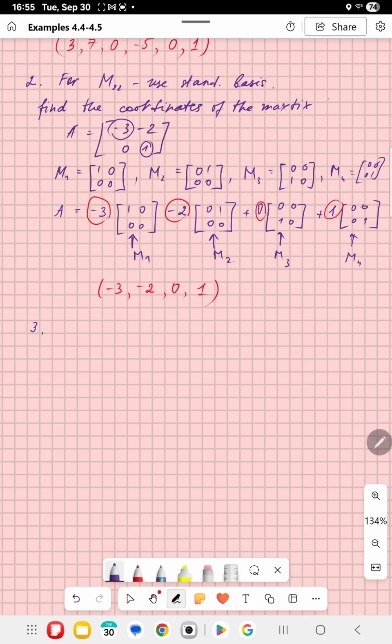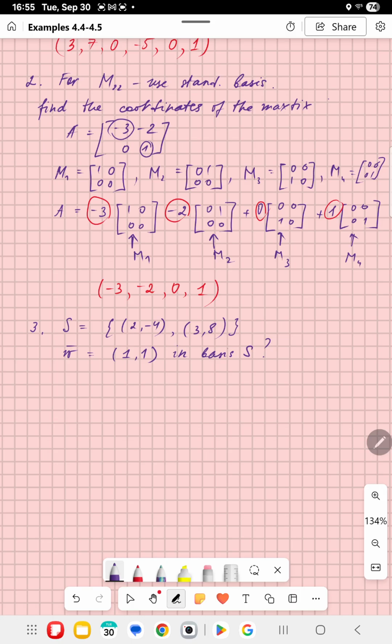How about that we have a set which is two-dimensional vectors, (2, -4) and (3, 8). And somebody is asking us, what are going to be the coordinates of vector W = (1, 1) in basis S? Well, basis S is not actually the standard basis.